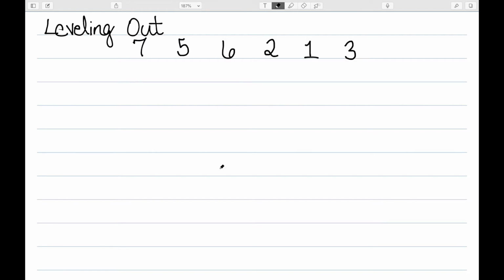In this video, I want to look at two different ways we can think about finding the mean. The first method is known as leveling out. Let's look at finding the mean of 7, 5, 6, 2, 1, and 3 using this method.